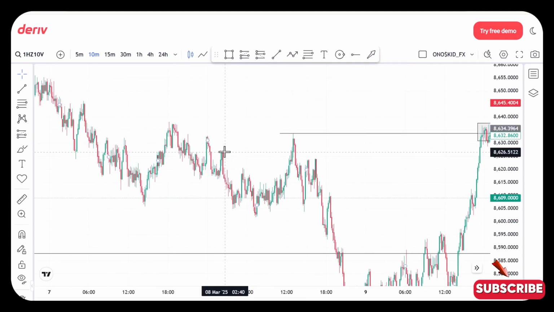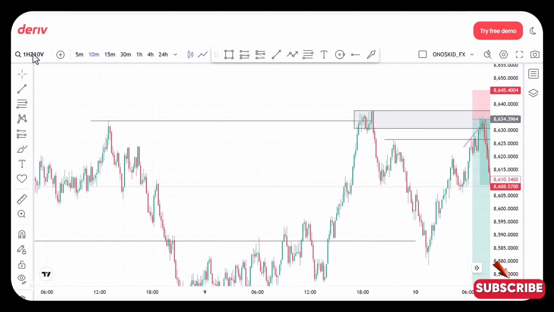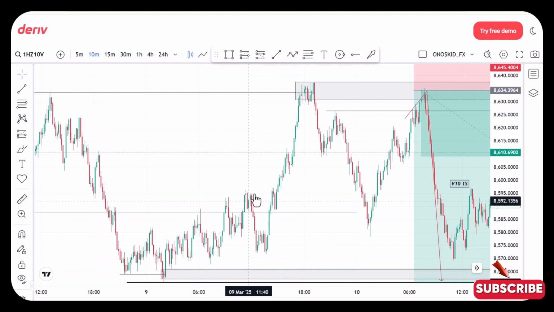I'm going to be showing you this example on some of the volatility indices and step indices, boom and crash, and the like. So when you look at this, this is the chart of the volatility 10 index, volatility 10 (1s) index. All right. So after doing my analysis on this pair, all I just need to do is to look out for the unmitigated order block. All right.